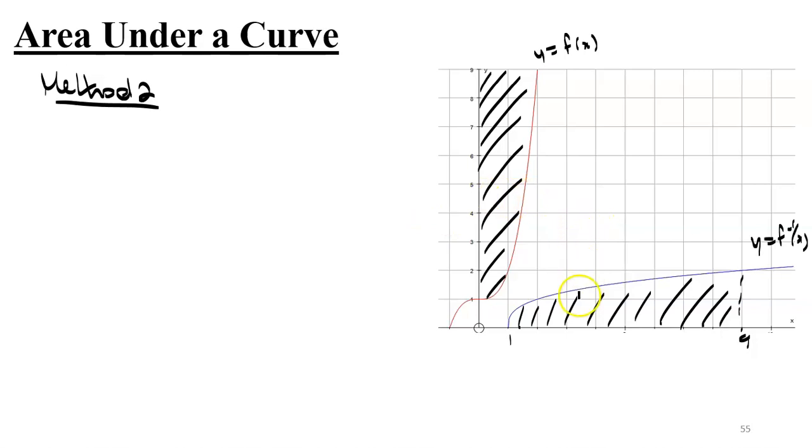So in fact, the choice of which method to choose really depends on the function. If it's easier to find the integral under f of x than to find the integral under the inverse of f of x, then you'd go for method 1. You'd find the area of the total rectangle and then subtract the area under the curve.